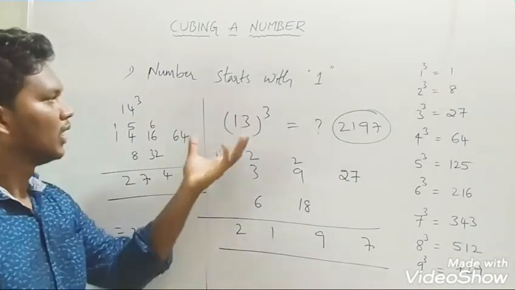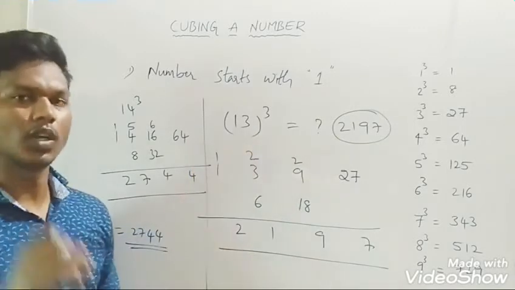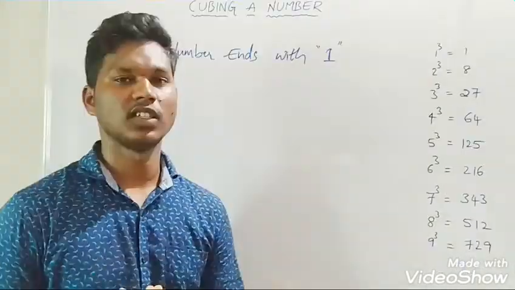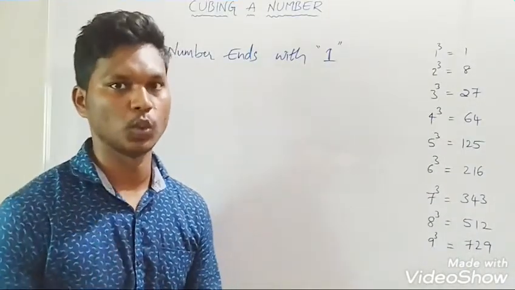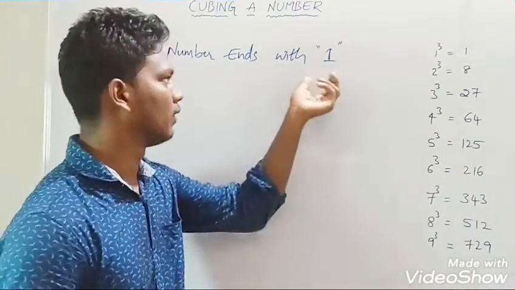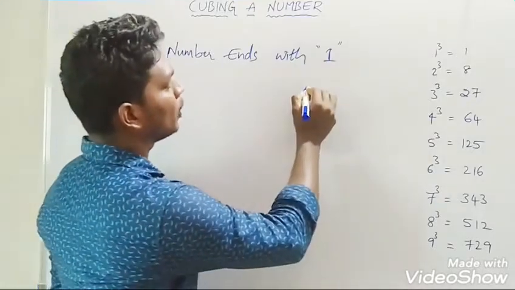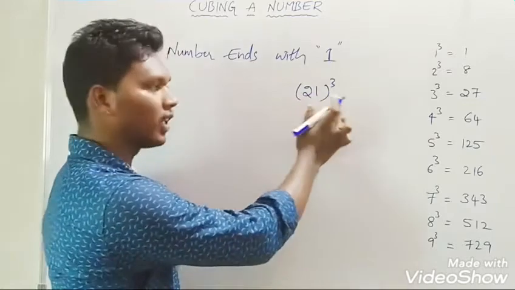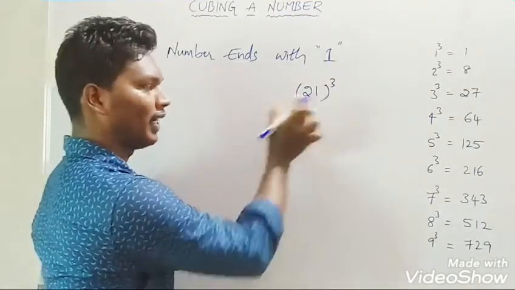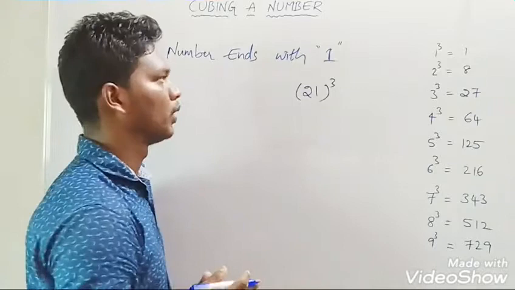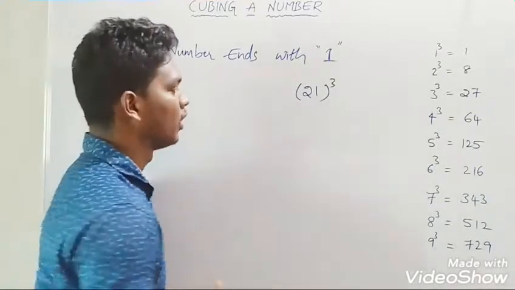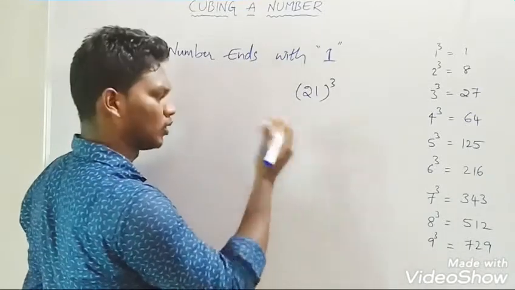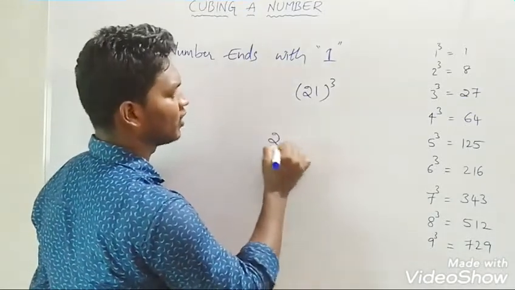So by using this kind of trick, you can cube any number within a short period of time. Friends, now we are considering case number 2, the number which ends with a 1. Let us take one example. You want to find the value of 21 cube. So how to find the value of 21 cube? By using this trick. So simply, friends, in the previous case we wrote the number as it is. Now follow the same procedure.